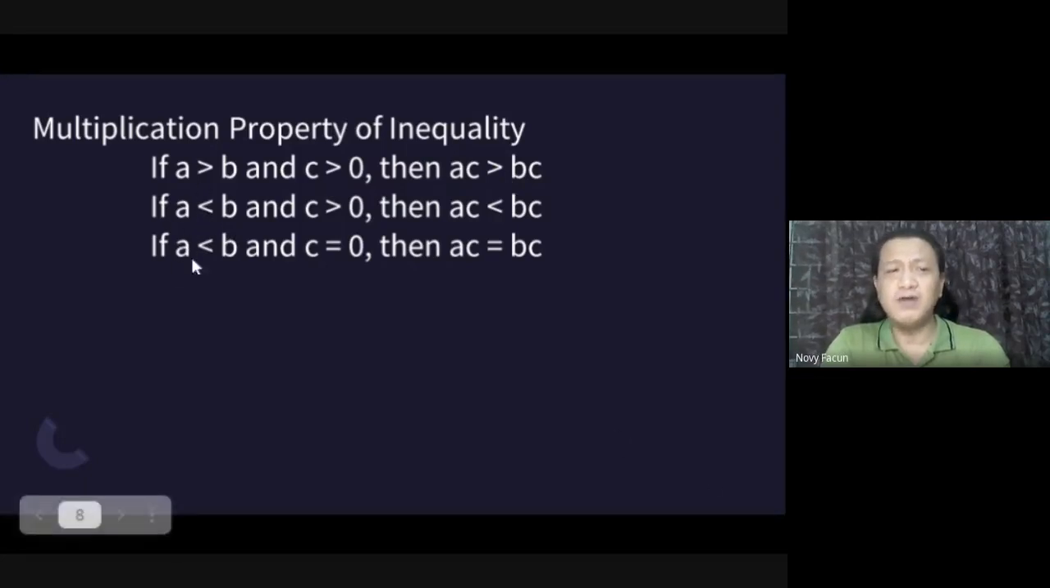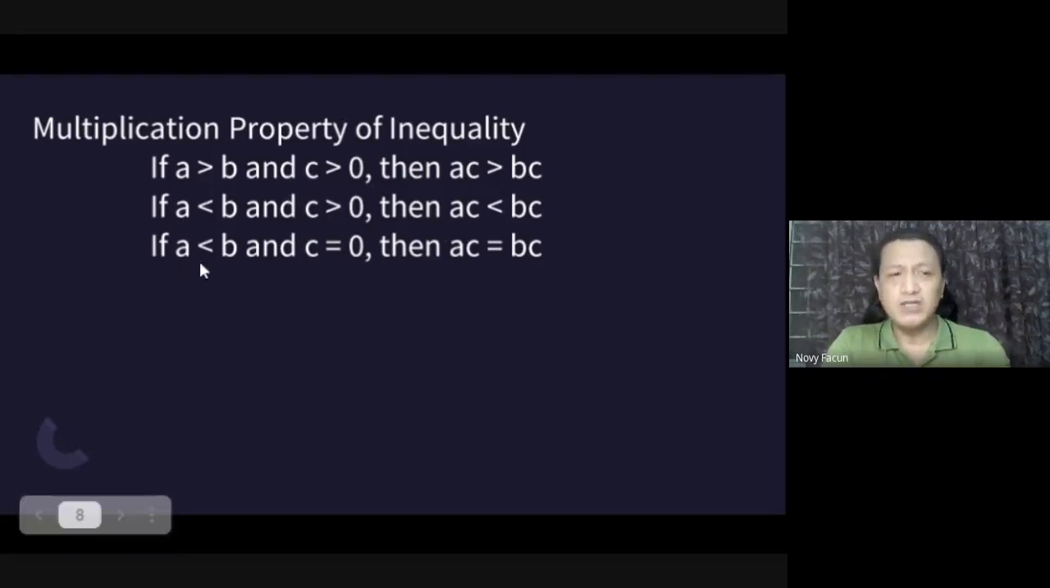Okay, how about if the condition is A is less than B and C is greater than 0, meaning to say, yung C mo dyan ay positive pa rin. All values ng positive yon. Then, we can say that A times C is less than B times C. Okay, same pa rin yung symbol na less than.